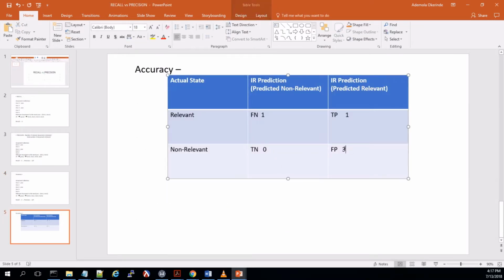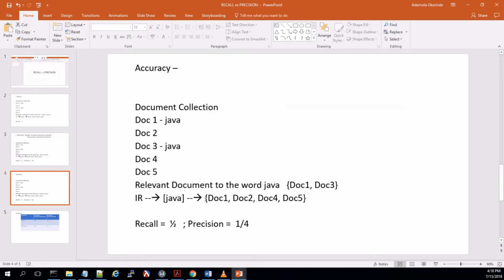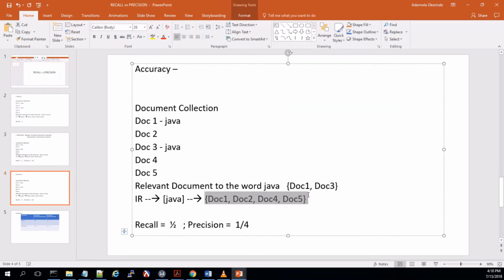So let's now look at the false positive. Now the false positive is saying those that the IR system says are relevant, but in the actual sense they are not relevant. So that is a false, that is a minus. So how many documents is the IR system saying are relevant, but actually we know they are not relevant.